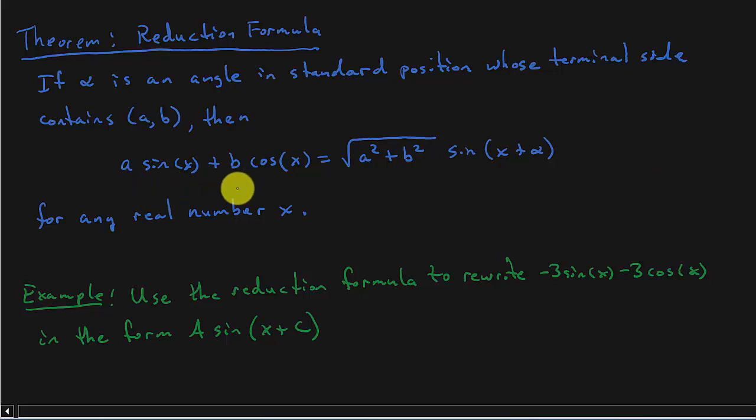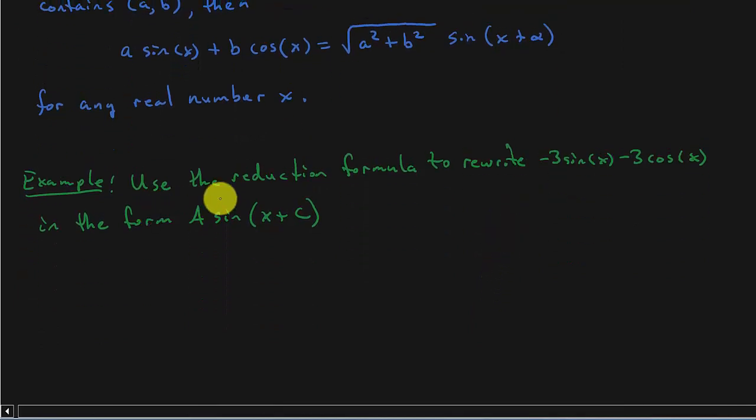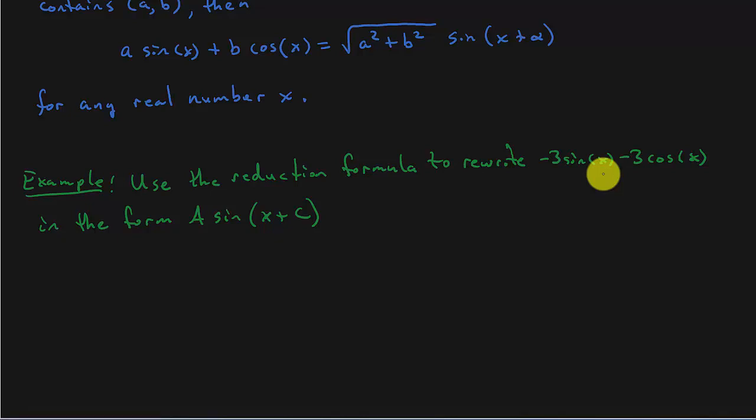Then a sine x plus b cosine x is equal to the square root of a squared plus b squared times sine of (x plus alpha) for any real number x. All right, so let's do some examples working that. It says use the reduction formula to rewrite -3 sine x minus 3 cosine x in the form A sine(x plus C). So basically what we're doing is we have a sum of multiple trig functions and we're writing it as a single trig function, a phase shifted trig function.